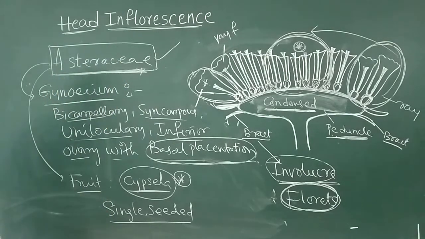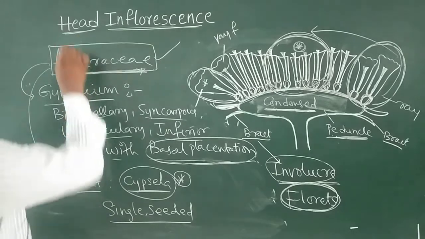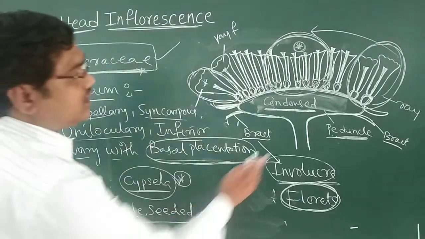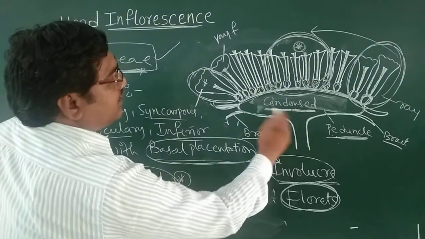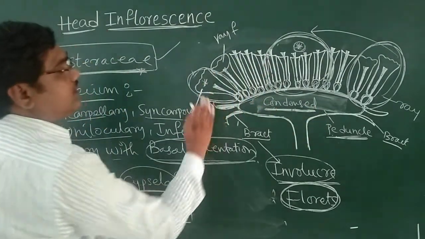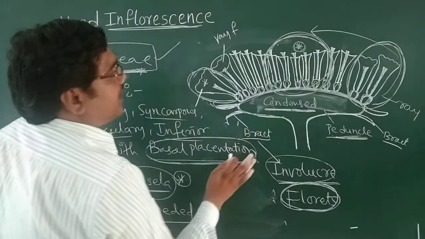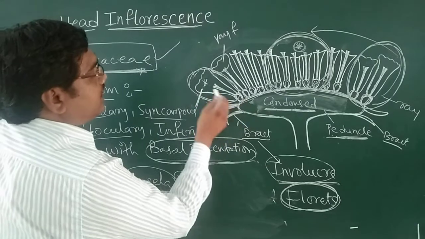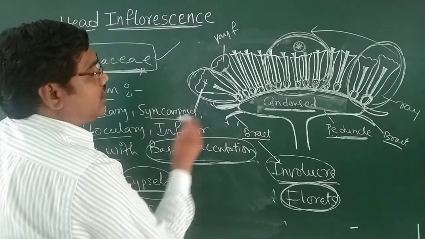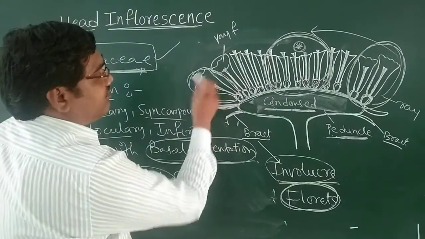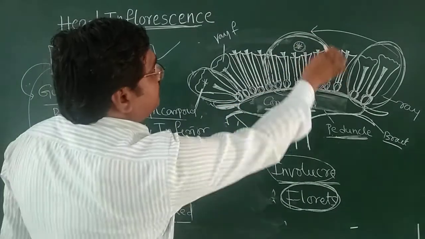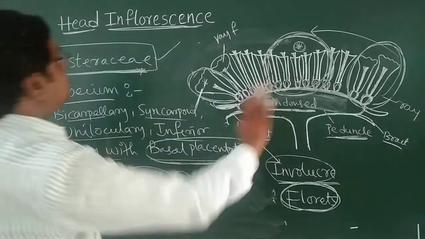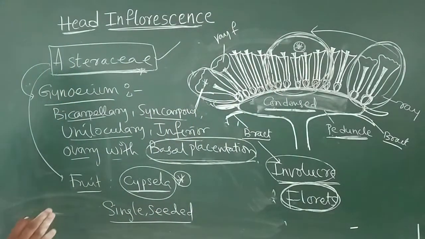So these are the identification characteristic features of the Asteraceae family. In the Asteraceae family we will observe the head inflorescence. In the head inflorescence the peduncle is condensed and discoid shaped. On the peduncle, two types of florets are arranged in a centripetal manner. At the peripheral side of the peduncle, ray florets are there. At the center of the peduncle, disc florets are there. So this is the head inflorescence. Thank you.